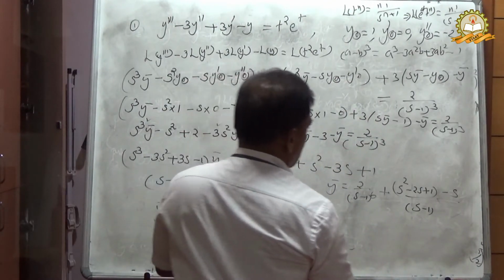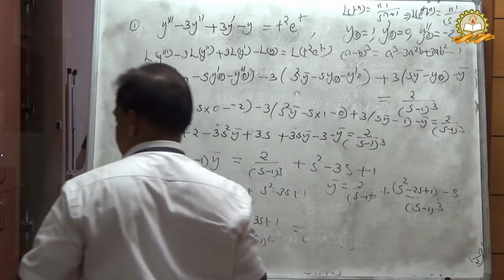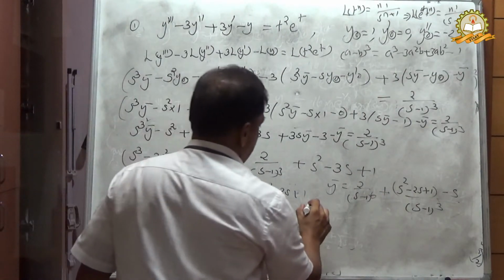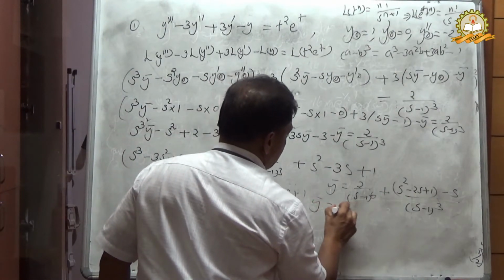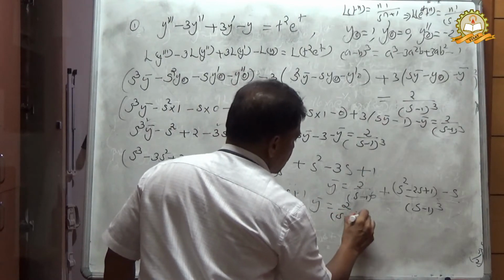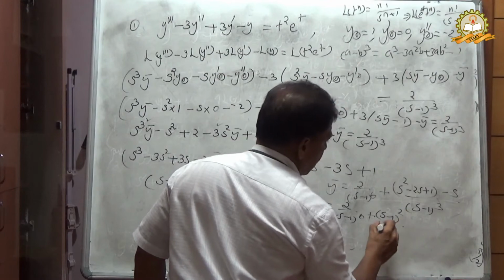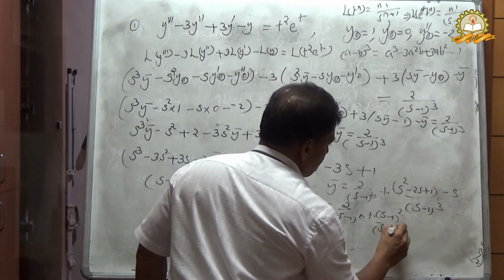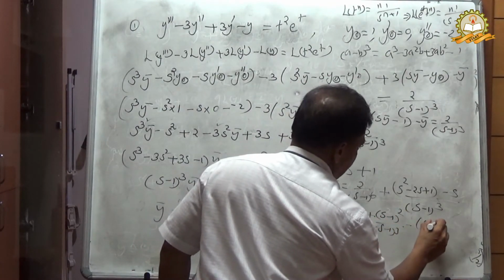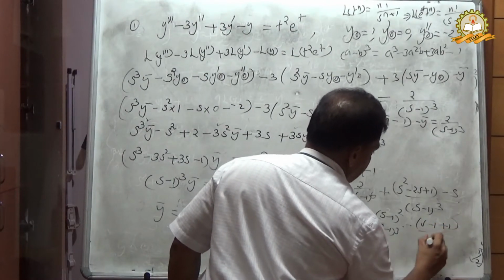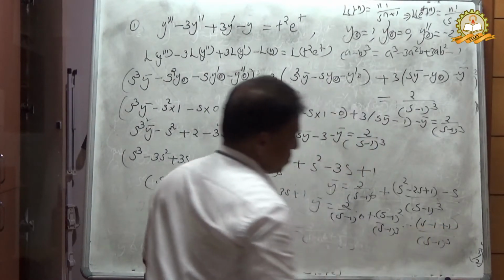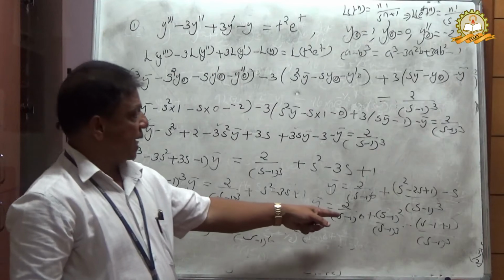Here s minus 1 whole cube. I have taken it as s minus 1 whole raised to 6. Therefore, y bar is equal to 2 by s minus 1 whole raised to 6 plus s minus 1 whole square divided by s minus 1 whole cube minus s minus 1 plus 1 by s minus 1 whole cube. We are just arranging the terms.